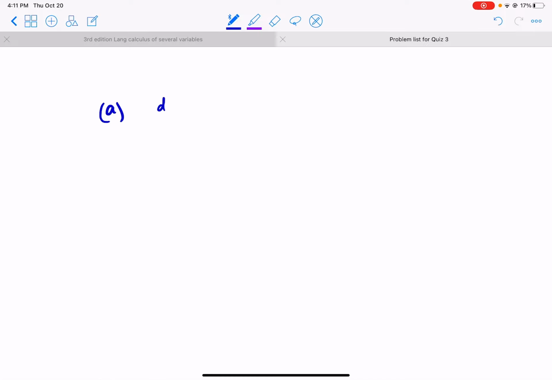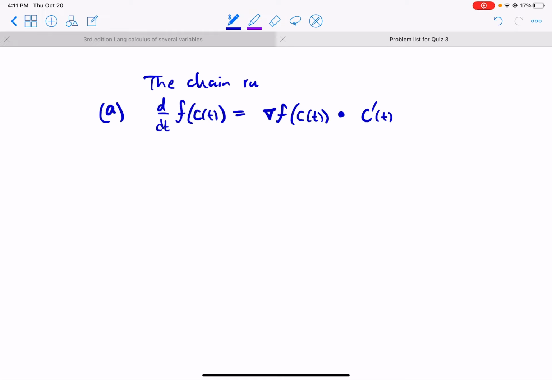The chain rule is d dt of f of c of t is equal to the gradient of f evaluated at c of t, that's a vector, dot product c prime of t, that's a vector. Okay, so maybe I say the chain rule is... Okay, done.